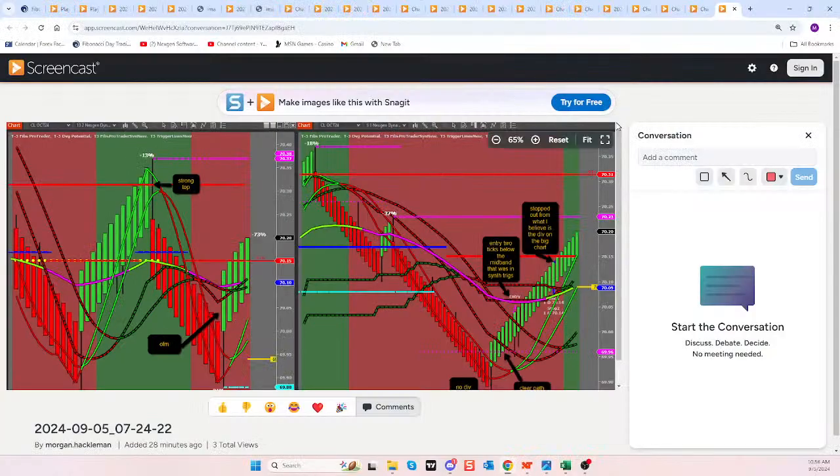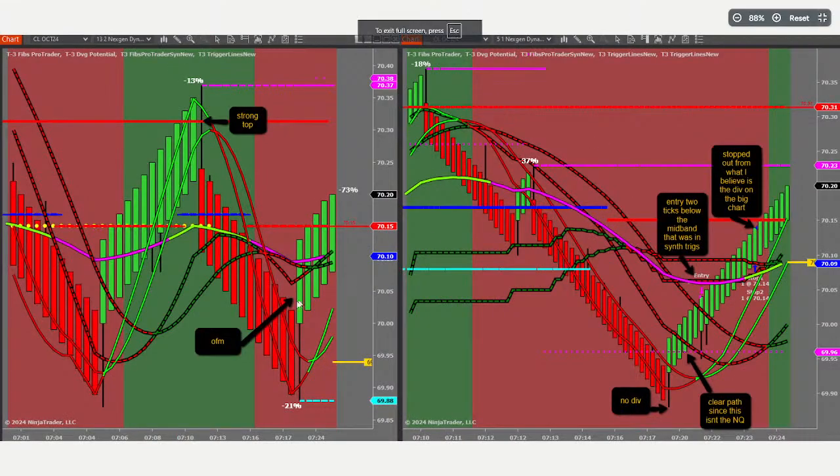Let me look at your annotation. Let me see. Hold on. Strong triggers? Yes. Why did you put clear path over here? Large chart, right? Didn't hit anything. Cleared previous. That's a great look on the large chart. And you took the entry 2 ticks below the mid band inside of the triggers. Can anybody find anything wrong with this trade, even though it lost?